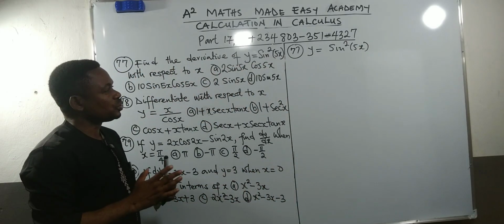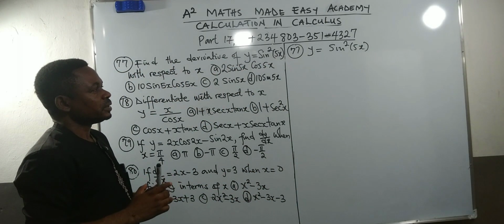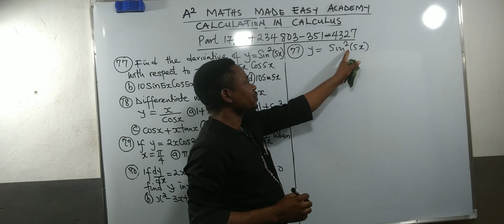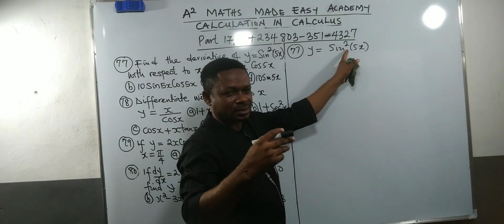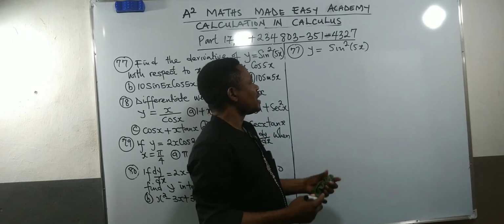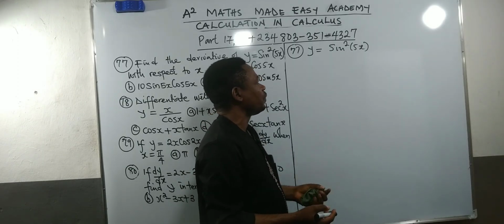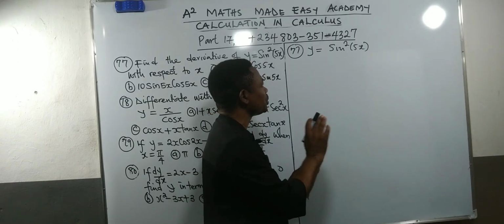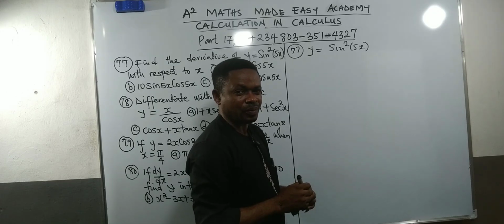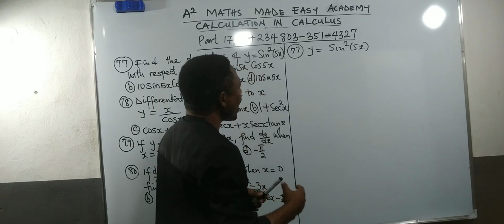Now what we are going to do is to observe this. This is called the power rule, which is differentiation by chain rule. And how do I start? Let me use the chain rule first. Then after that, I will show you the shortcut of solving this particular problem. Are you with me?